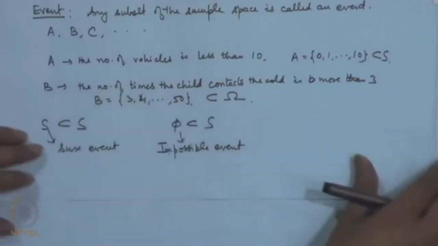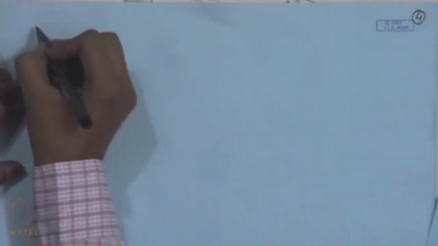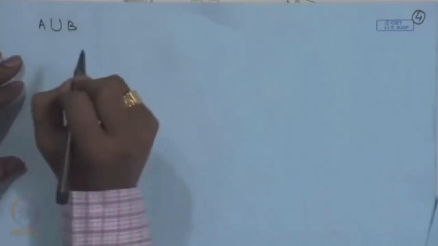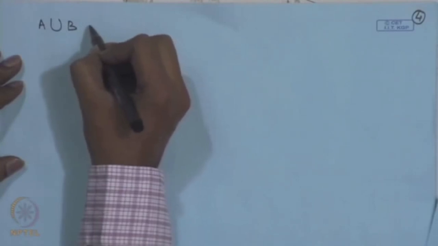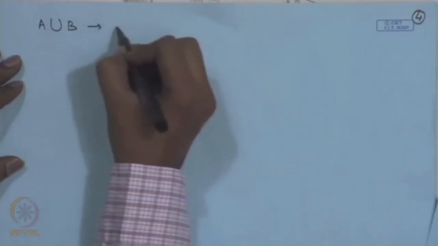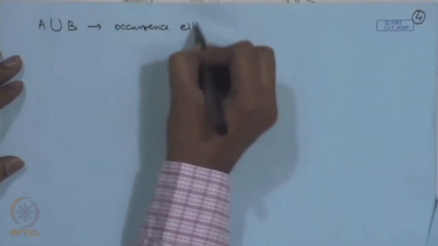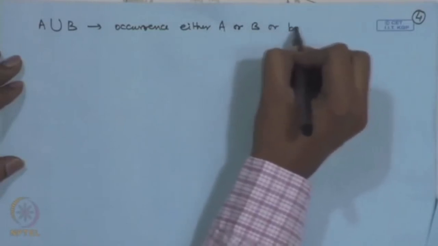So, in terms of events, they have various interpretations. I would like to explain this now. So, we may consider say A union B. Now, if there are two events A and B, A union B represents occurrence of either A or B or both.